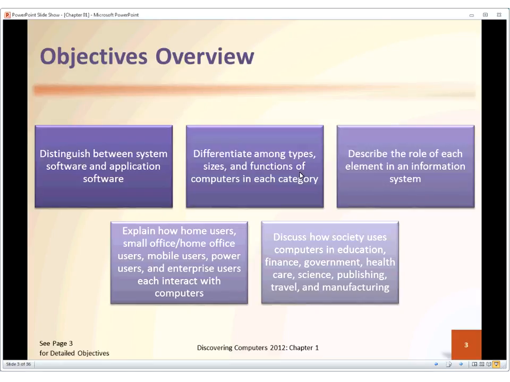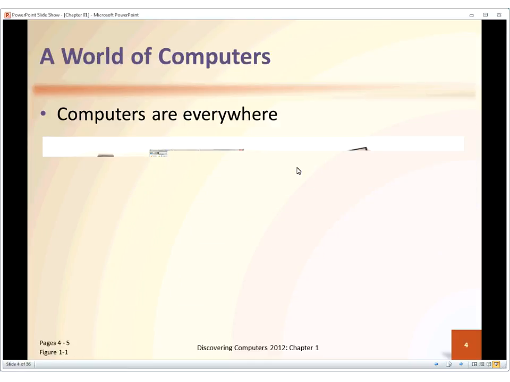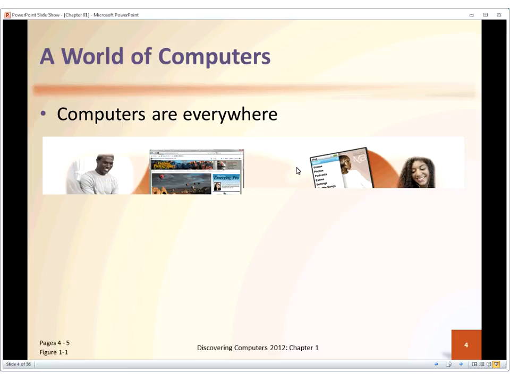There are roles for each element that make up an information system, so you'll have to describe those as well. And then we're going to look at different types of users: home users, small office users, mobile users, which some of you may be, power and enterprise users, and how each of them are different and how they might interact with computers. And then we'll look generally at how computers are used in pretty much everything we do in all areas. So, as I said before, computers are everywhere.